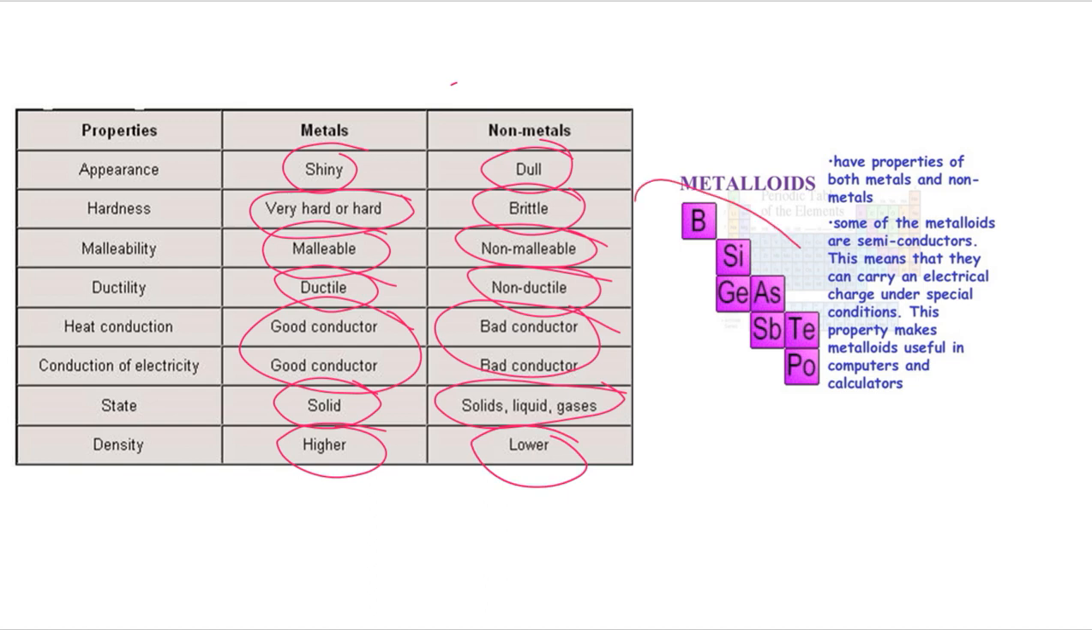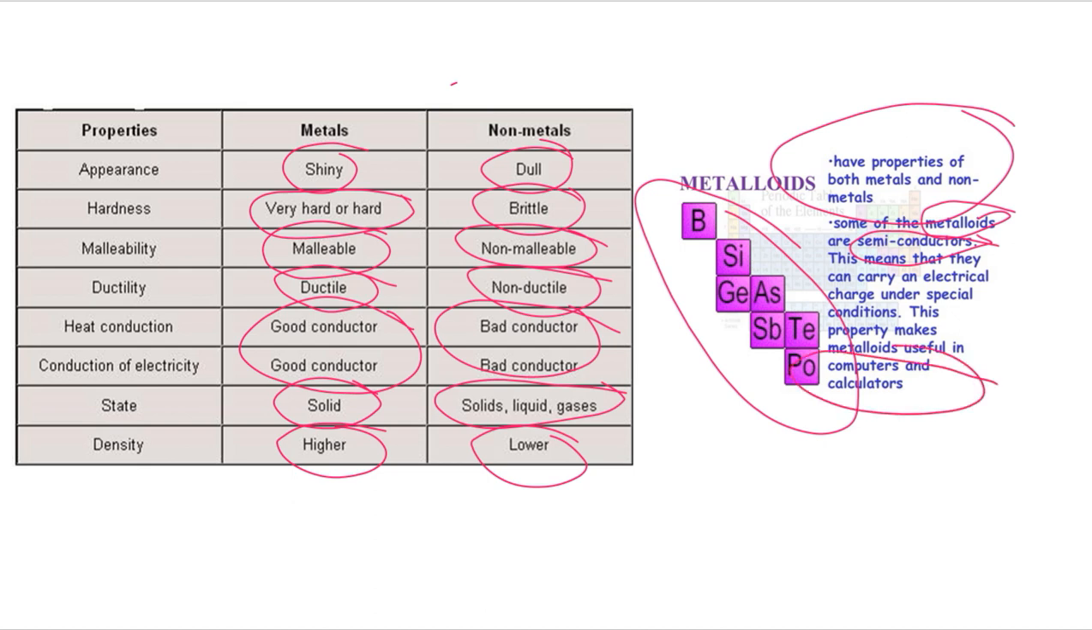In between we have, as I told you, the metalloids. They have properties between metals and non-metals. So metalloids are semiconductors. That means that they can carry an electrical charge under special conditions. That's why we can have computers, calculators, TV sets the way we have right now, because of the use of semiconductors.